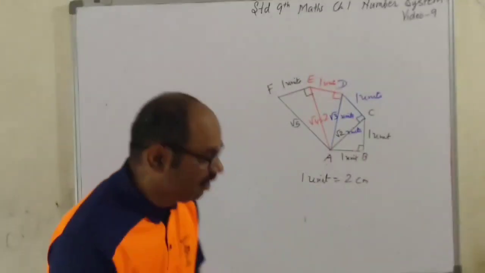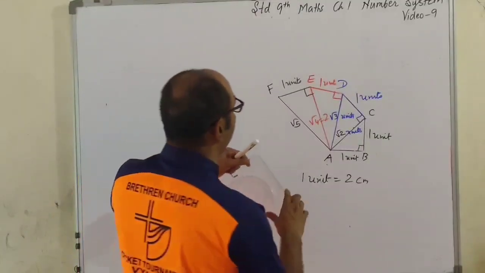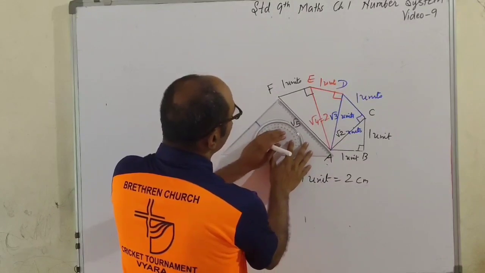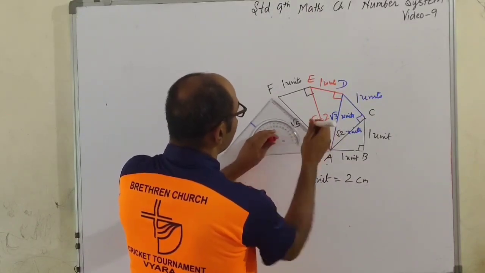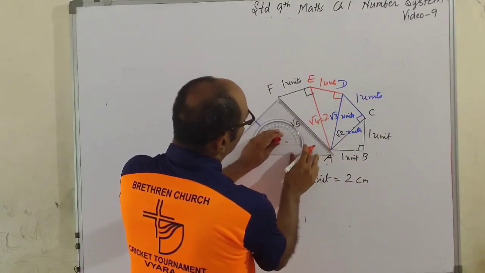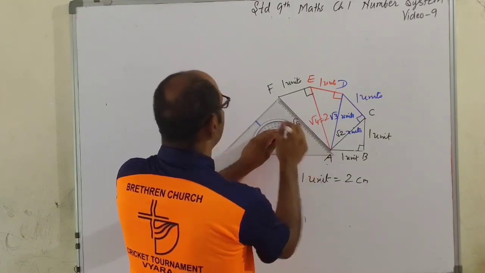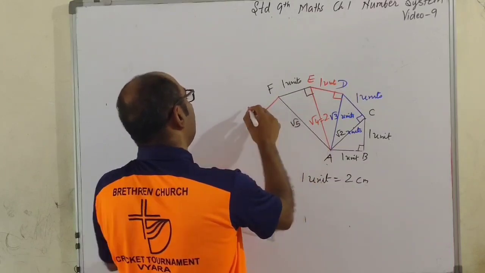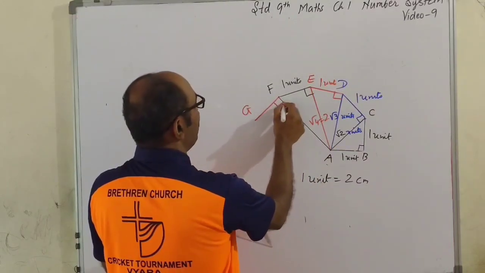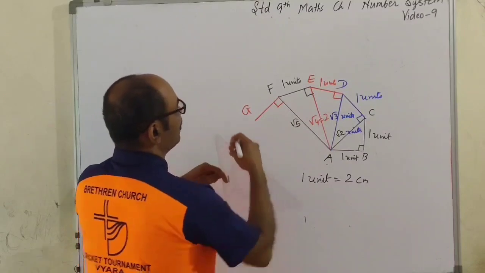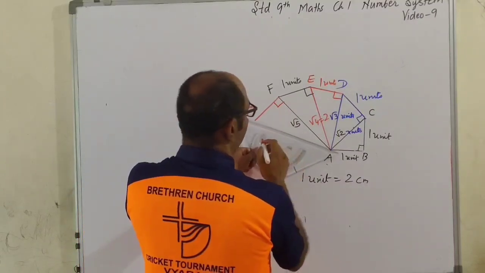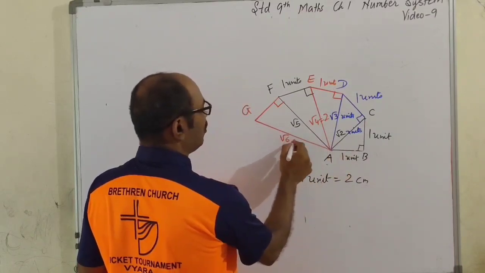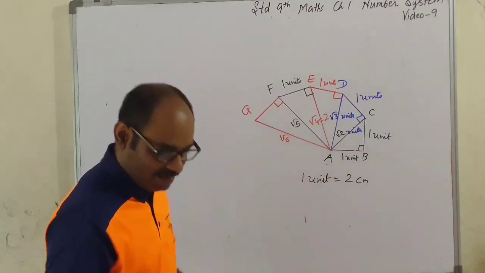So proceed further. Now this time you have to draw perpendicular to AF at F. So use the set square nicely. Place it in a proper position, from this point to here. This is G, EFG, perpendicular, and the hypotenuse is AG, and that is root 6 units. You need root 7 as well.